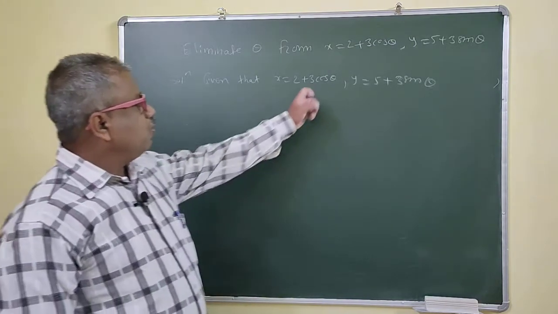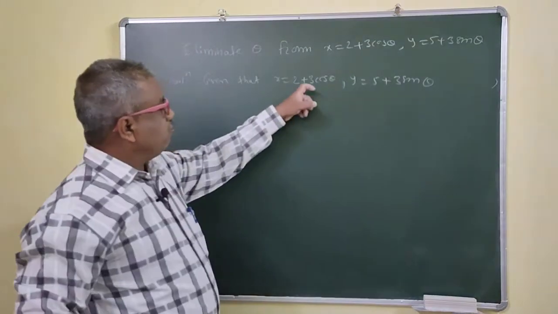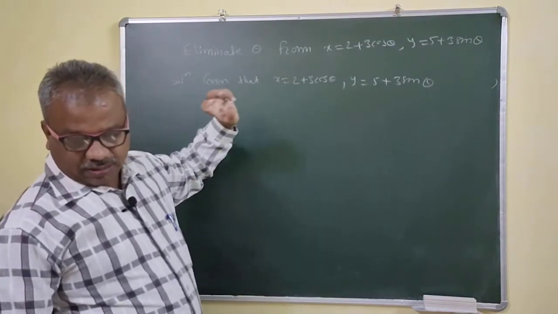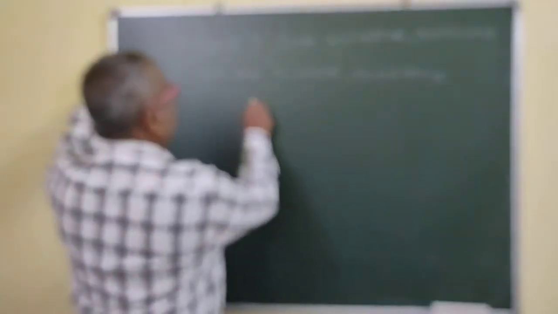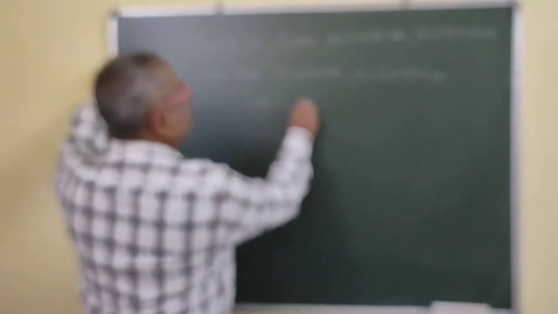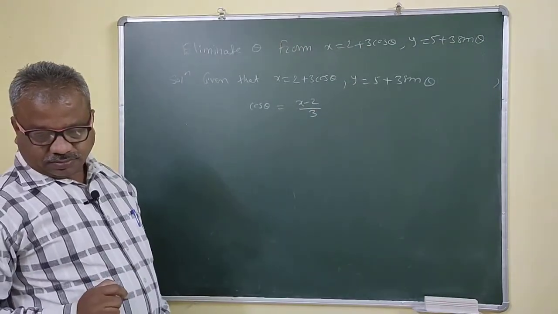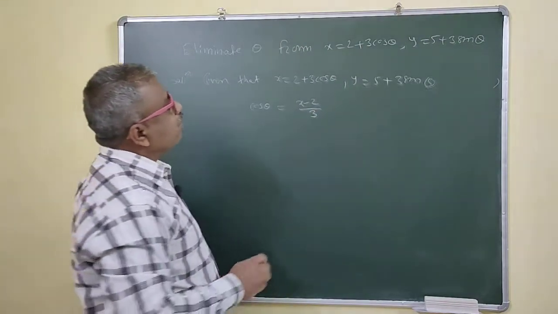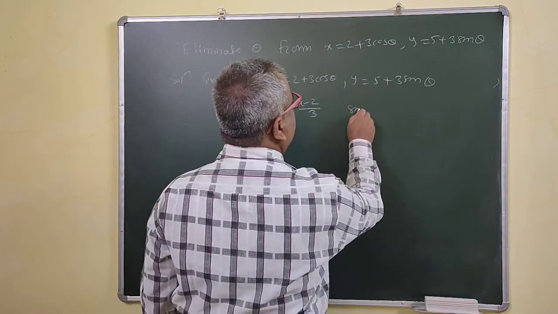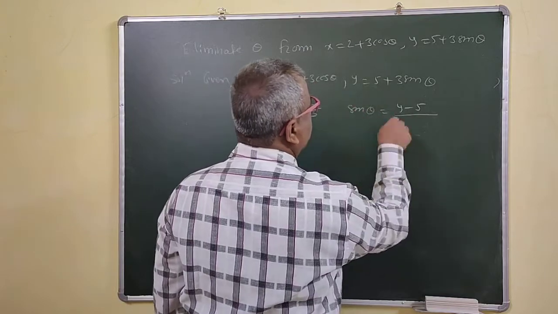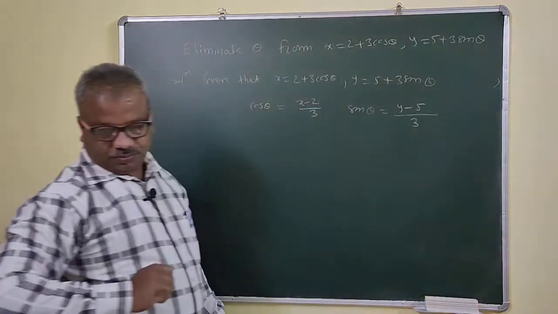So what we will do? We will find the value of cos theta. You have to shift this 2 to that side and then divide by 3. So cos theta is equal to (x minus 2) upon 3. Right? So now sin theta will be what then? (y minus 5) upon 3. First we have to shift 5, then we have to divide by 3.